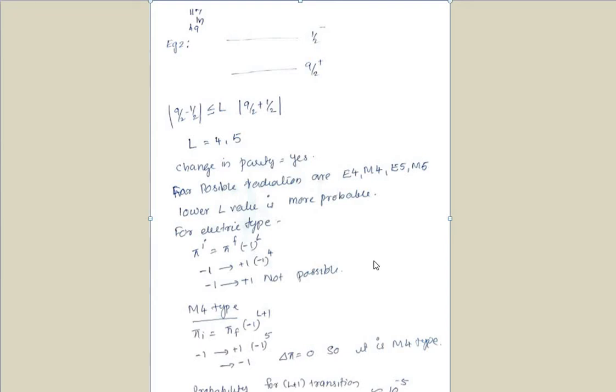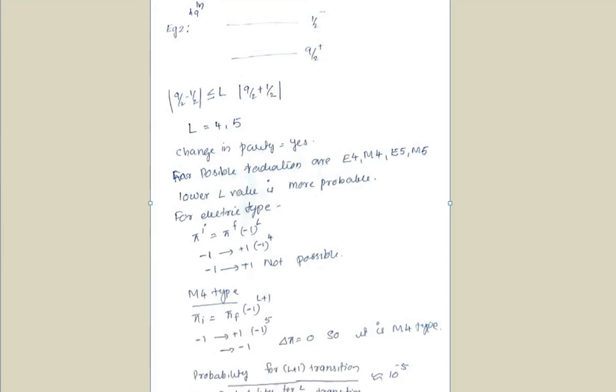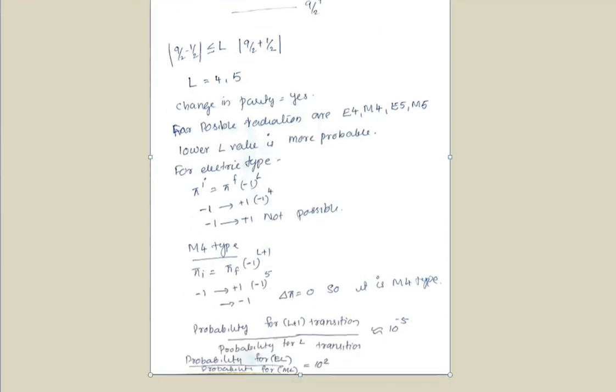The next one: we have to check whether E5 or M5 is possible. Here the most probable radiation is the one with the lowest L value, that is, M4 type radiation is the most probable radiation of this type.